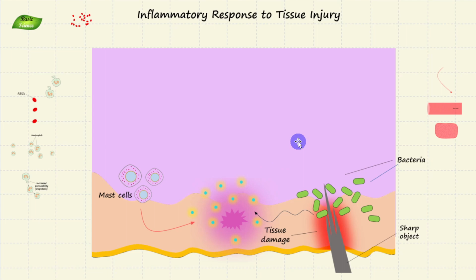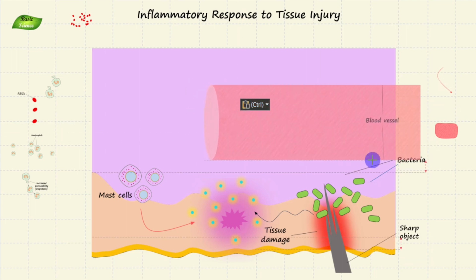And then another component is the activation of the cells, especially the neutrophils, that are going to come and eat these organisms, phagocytize these organisms. So we need to show that. I'll use the blood vessel illustration. So this is what I've created right over here.